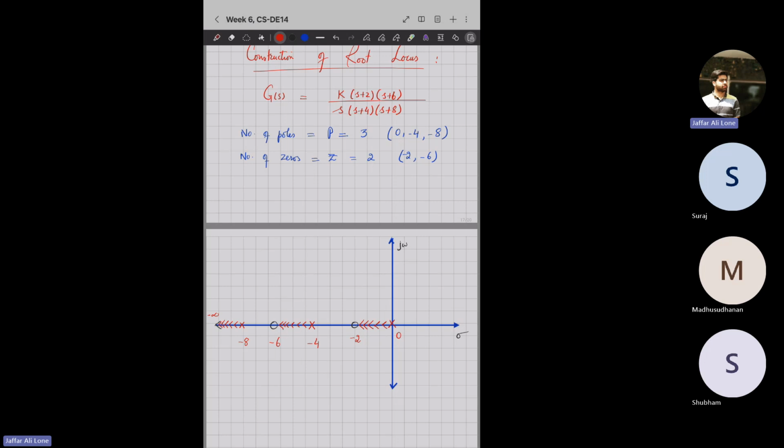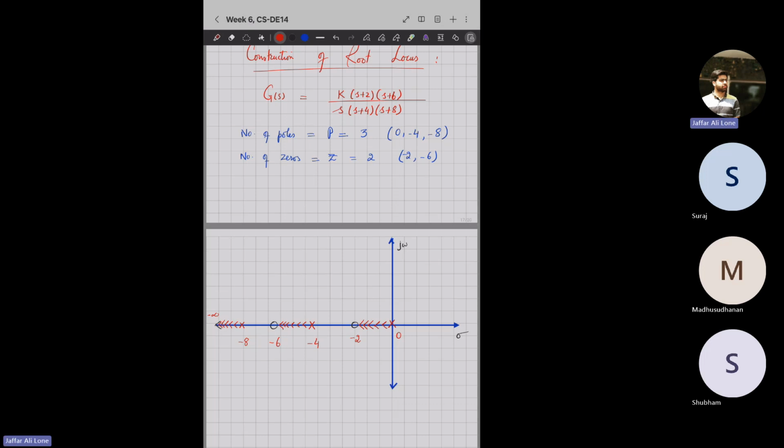Okay, so this should give you an idea of how we plot the root locus. First of all, we plot the poles and zeros on the S plane, and after that we visualize which parts will be valid parts of the root locus and which will not. That is very well given by a set of rules which you already know.